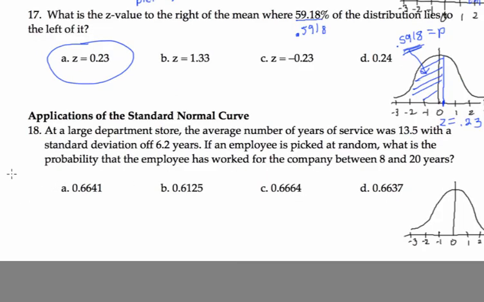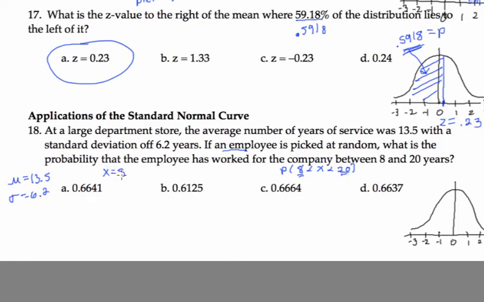At a large department store, the average number of years of service, so the mean amount of service, was 13.5 years, with a standard deviation of 6.2. If an employee, so one employee, is picked at random, what is the probability that the employee had worked between 8 and 20 years? So what's the probability that our data value is between 8 and 20? Okay. Well, I've got two data values there, an 8 and a 20. So those are my x values.